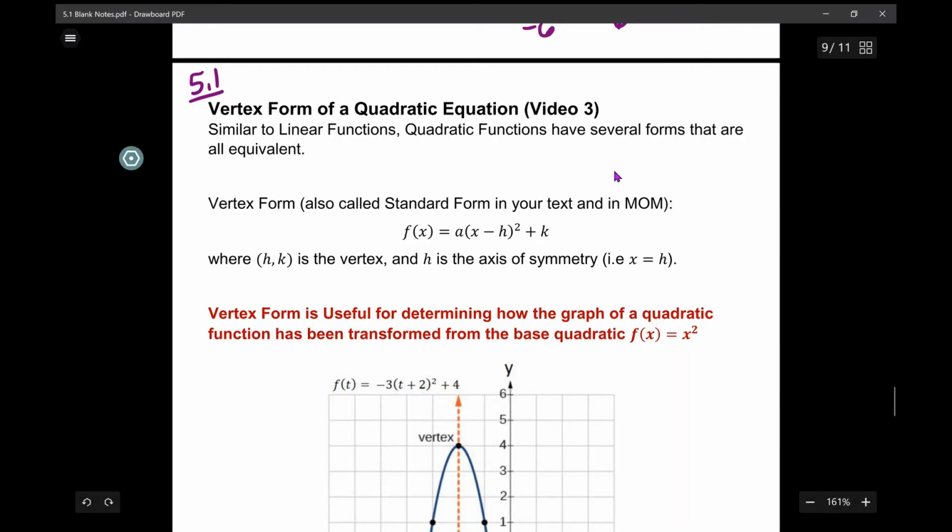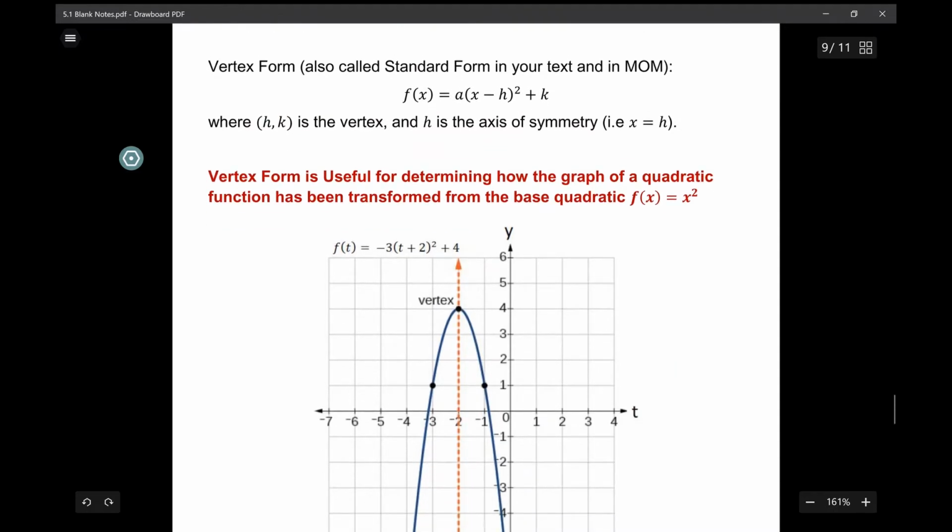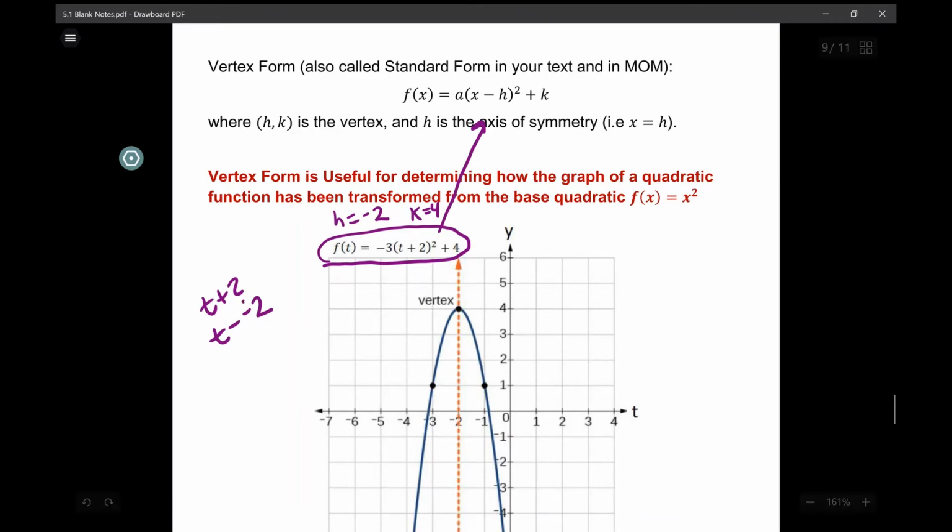So if we're looking at an example, let's just look at this example right here. f of t equals minus 3 times (t plus 2) squared plus 4. Right off the bat, we can compare and say, okay, well the vertex is t minus negative 2. So h is equal to negative 2 and k is equal to 4. If it looks like plus 2, then we have to switch to t minus negative 2 to match the values, right? t minus h. So h is negative 2 and k is positive 4. And you can see, looking at the graph, that that certainly is true. The vertex is at (negative 2, 4).